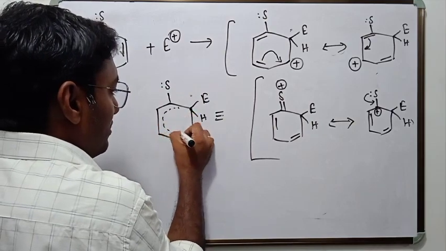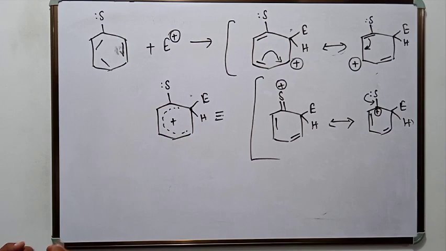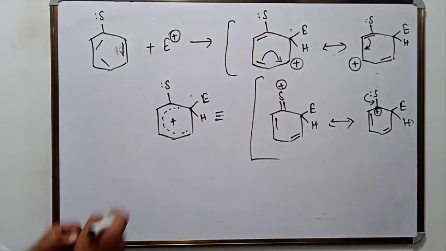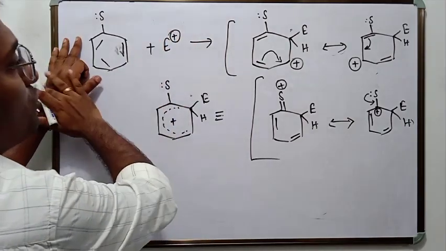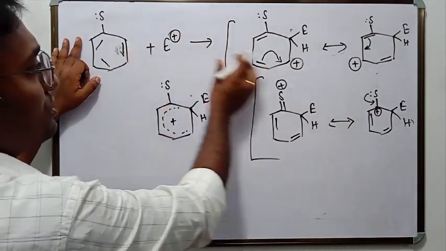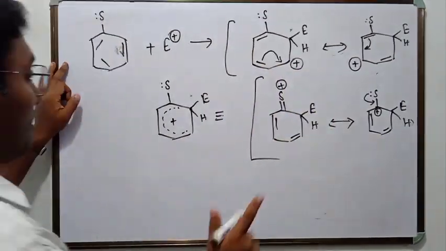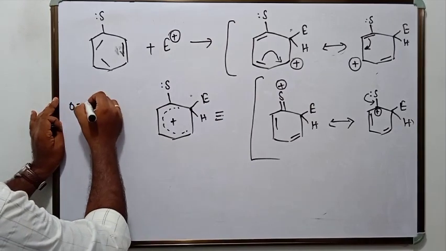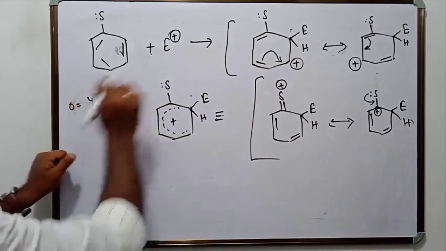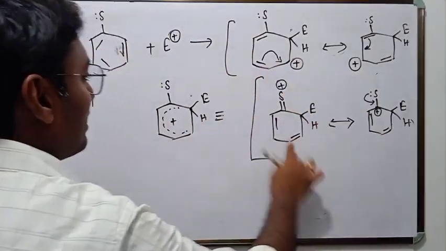Positive charge is everywhere except this position. So that is the ortho-carbocation. This carbocation would result when the electrophile attacks at the ortho position. If it attacks at the ortho position, there will be 4 resonating structures of the carbocation. Note that point. How many resonating structures for ortho? 4. If the electrophile attacks at the ortho position, 4 resonating structures of the carbocation are possible.